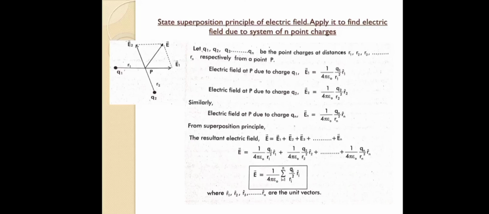Now let us state the superposition principle of electric field and apply this law to find electric field due to a system of n point charges. Superposition principle of electric field is nothing but, if you want to calculate any electric field or electric intensity at a given point, then the total electric field at that point is equal to the electric fields produced by the number of charges which are surrounding the given point. So that is nothing but the superposition principle of electric field.